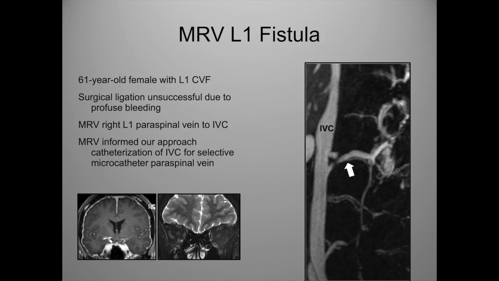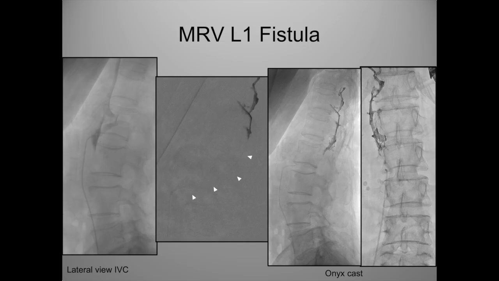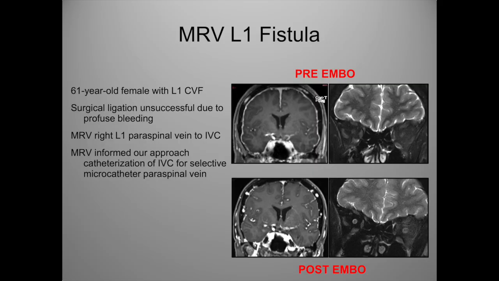And we did the MRV and showed that the paraspinal vein actually came out of the cava. Typically, the literature says the anatomy should be iliolumbar. So that kind of informed our catheterization. We put the catheter into the cava. We selected the lumbar interspinal, advanced the microcatheter, and put the glue into the respective levels at L1 and L2, a couple levels. And the patient did well afterwards.